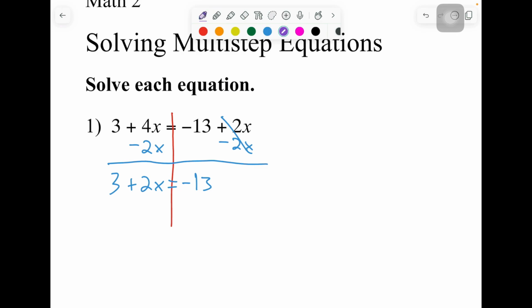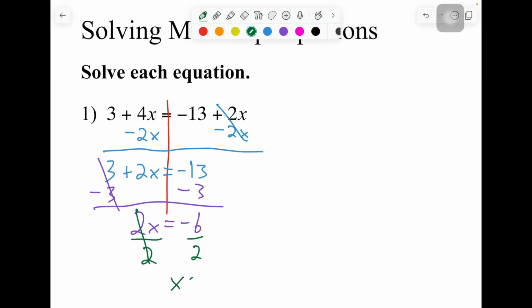Now, since I brought the x's to the left, I want to get the x by itself. So I'm going to take that 3, I'm going to subtract it to make it 0. So I'm going to take that 3 and move it over here. So then I'm left with 2x equals, and then negative 13 minus 3 is negative 6. Okay? So then I solve this one by getting rid of the 2 by dividing it. And then that's it. X equals negative 6 divided by 2 is negative 3. Boom. Okay? I'll do another one.